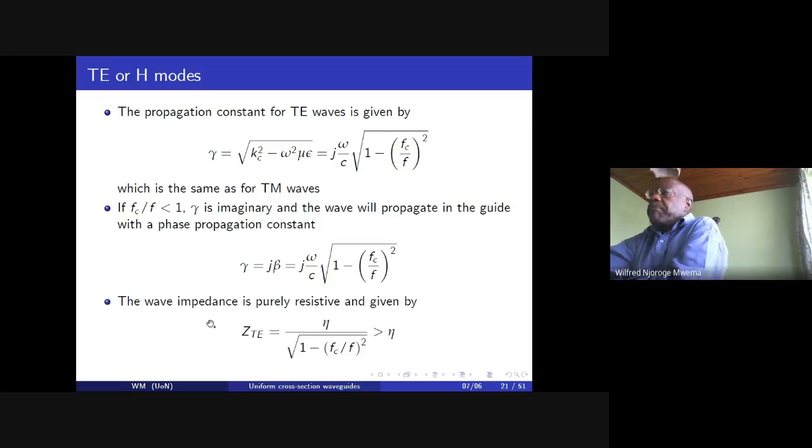The wave impedance is then purely resistive and will be given by η divided by the square root of 1 minus (f_c/f) all squared. And it will be larger than the intrinsic impedance for the unbounded medium. Note, as the operating frequency f approaches the cutoff frequency f_c, then Z_TE approaches infinity. That is, we start from a very high impedance for the evanescent modes, and then the impedance decreases as the frequency increases towards infinity to come to the value of the intrinsic impedance of that medium.